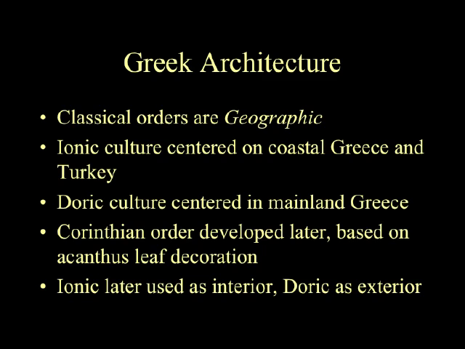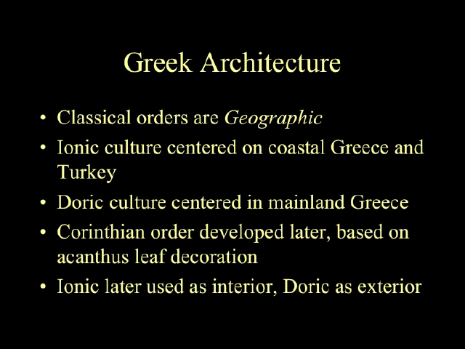So let's talk a little bit about architecture during the Archaic period, and really Greek architecture in general. One of the things that a lot of people don't always realize is that these orders, the Ionic, the Doric, the Corinthian, are not really chronological developments, they're actually geographic. Particularly the Ionic and the Doric are specific geographic regions we'll be looking at. The Ionic culture centers on coastal Greece and Turkey, whereas Doric culture is mainland Greece.